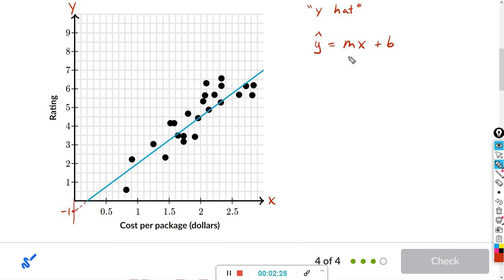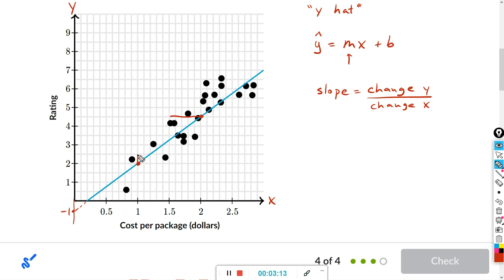Remember, m is your slope, and the formula for slope is change in y over change in x. Just pick easy points that are on the line. Let's say we start with x equals 1 and we travel to x equals 2. We're looking at the line, not the dots. So how far up do we go to get to here?